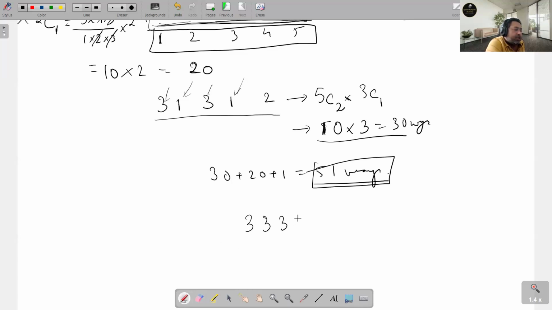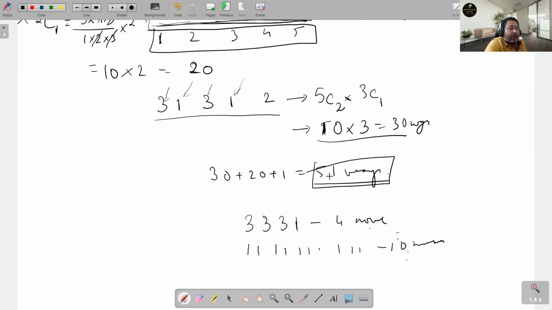Minimum 10 steps you can reach in 3 3 3 1 only, 4 moves. And maximum can be 10, correct? 1 2 3 4 5 6 like that to 10 moves. So there are how many types of moves? There are 7 kinds of moves that may be possible. From 4 moves, 5 moves, 6 moves, 7 moves, like that, up to 10 moves.